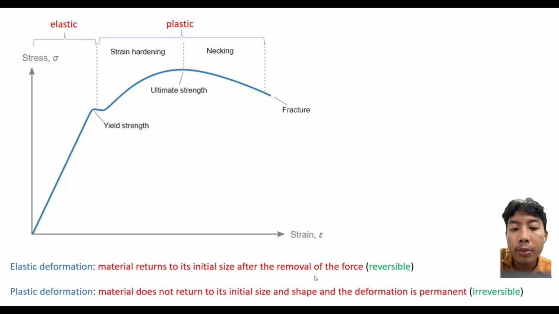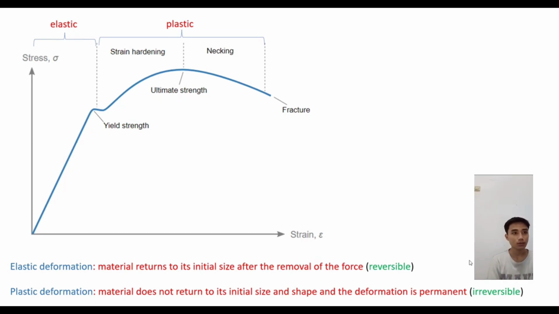On the opposite side, we have plastic deformation. In plastic deformation, the material does not return to its initial size and shape after the loading force is removed, and the deformation is permanent. So plastic deformation is irreversible, which means that you cannot go back to the initial size and shape after the removal of the stress.